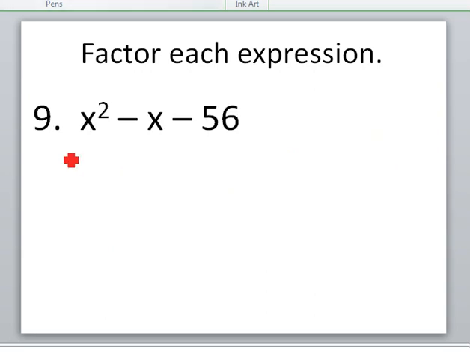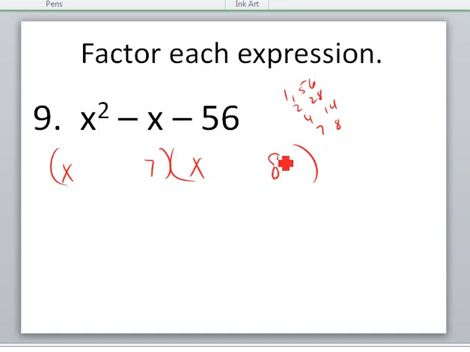Continuing on here, I've got x times x, 56, 1 and 56, 2 and 28, 4 and 14, and 7 and 8. 7 and 8 are the ones that are going to give me that negative 1 that's sitting right here. So I have a 7x and an 8x. So I have, let's see, I need a negative 1, so I need a negative 8 and a positive 7.